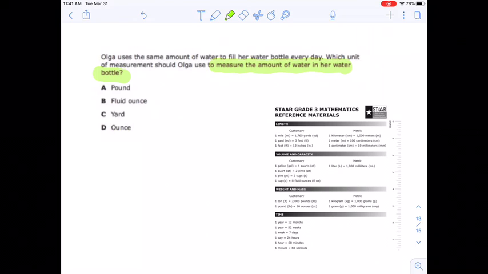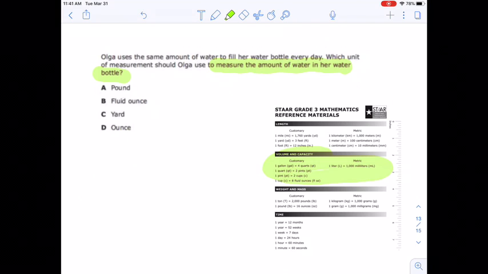Well, if she wants to fill her water bottle up, then we're talking about how much will it hold. So, if we're talking about how much will something hold, are we talking about its volume and capacity, or are we talking about its weight and mass? Remember, weight and mass tell us how heavy or how light something is. Volume and capacity tell us how much will something hold. So we're looking for something in this section.